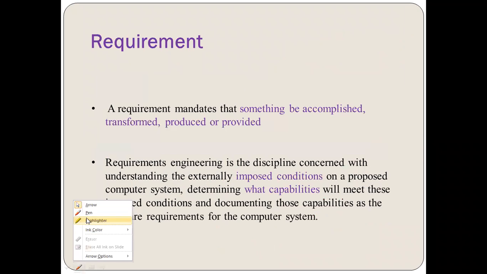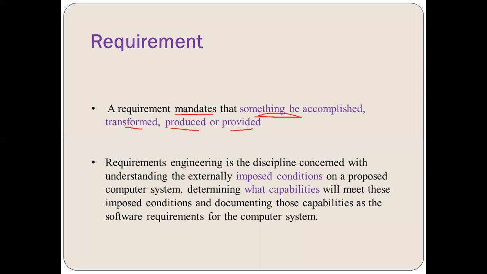Now, let's understand what a requirement is defined as: a requirement mandates. Mandates means it makes it compulsory that something should be accomplished, transformed, produced, or provided. That means the software should do something or produce something. So accomplishment, transformation, production, and providing of service are the requirements in the software.